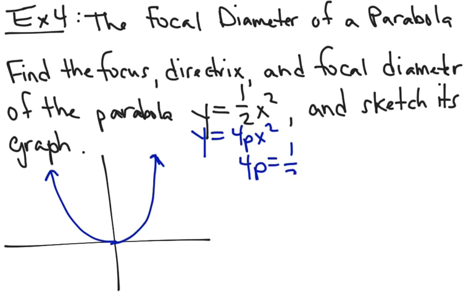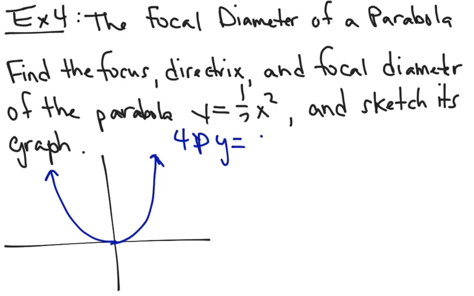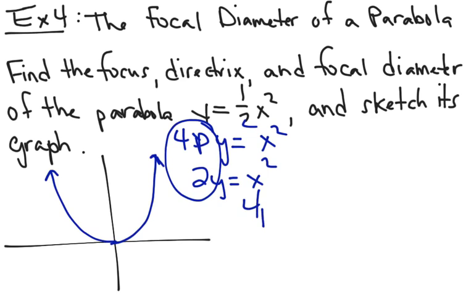All right, let's try that again because I goofed it up. 4py is equal to x squared is the equation that we used earlier, and I don't want to mess you guys up. So that 1/2 that's in front of the x squared, if I get rid of it, it becomes 2y equals x squared. So now 4p equals 2. So p is equal to 1/2. Sorry about that. I am human and make mistakes just like everyone else.